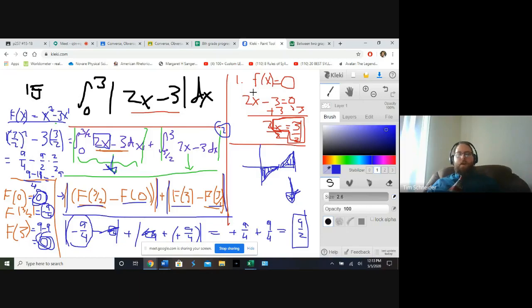But yes, I do want you to figure out when it's equal to 0, and that cuts up the interval. And then once you've cut up the interval, you can split up the integral, and from there you calculate each one. But you can make a chart to make it a little bit faster as you're plugging things in, so you don't have to do it multiple times in multiple places.